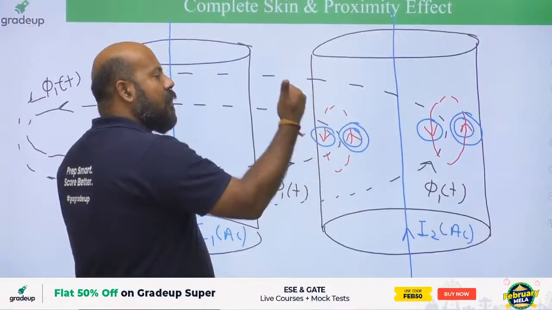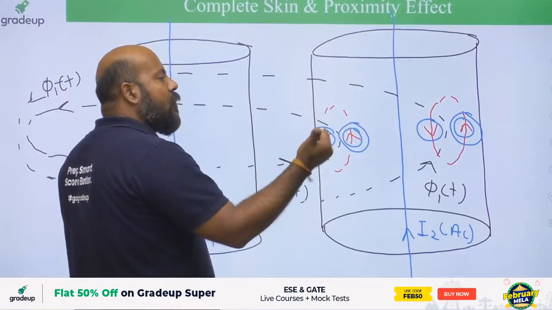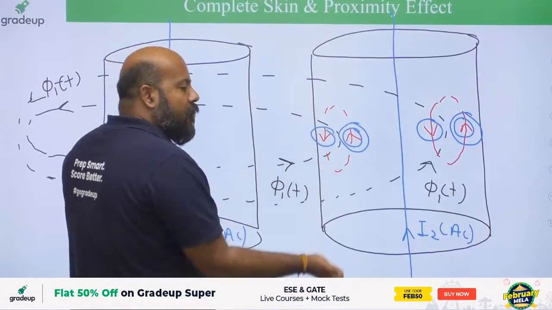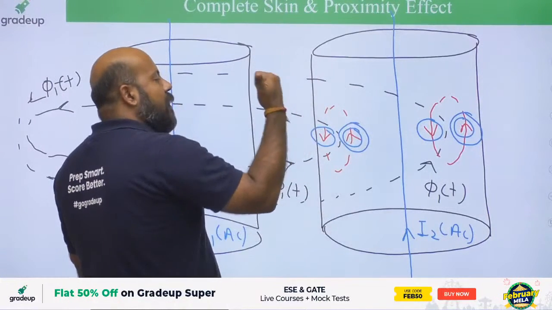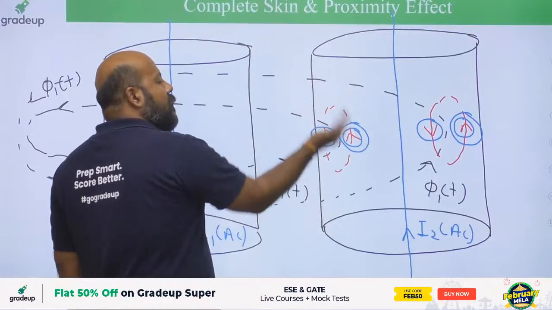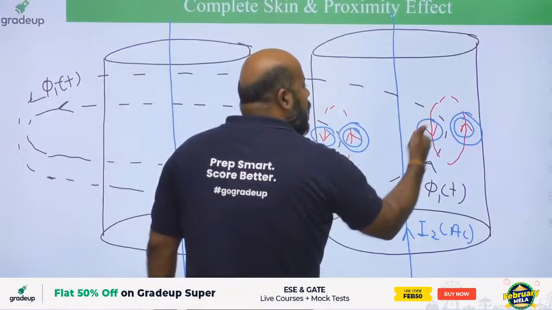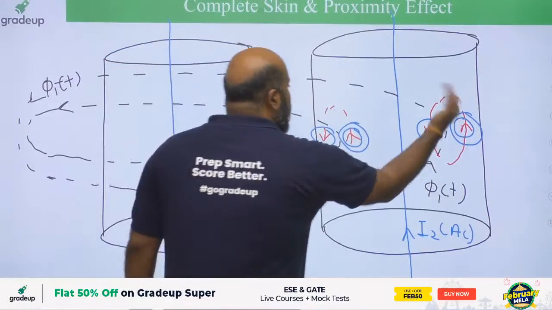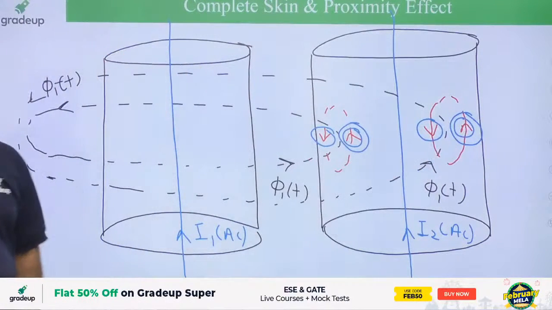Apply the right hand thumb rule. Thumb in the direction of flux, you want flux out of the plane of the screen, fingers moving in the direction of eddy current. So fingers are moving in the direction of eddy current, that is anti-clockwise. That is anti-clockwise. Everybody just tell me.